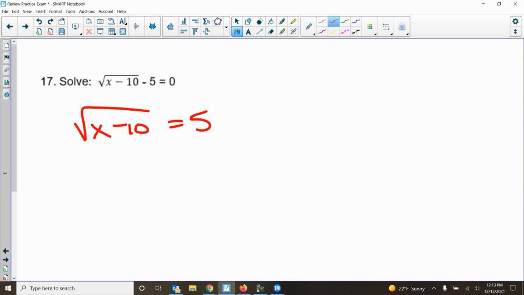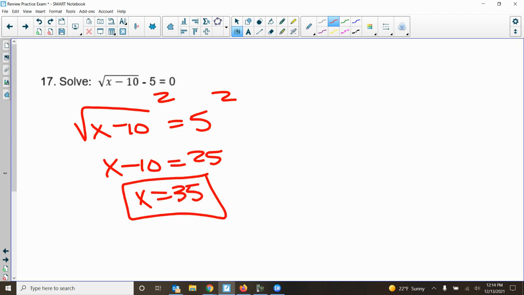Do you know what we're going to do next? How do we get rid of the square root? Do you square root 5 too? Well, we're not going to, no, because it's not underneath the square root symbol. So I just add 5 over. How do I get rid of the square root symbol? Square it. So let's square both sides. So what happens to the left-hand side? Just x minus 10 equals 25. Add the 10.